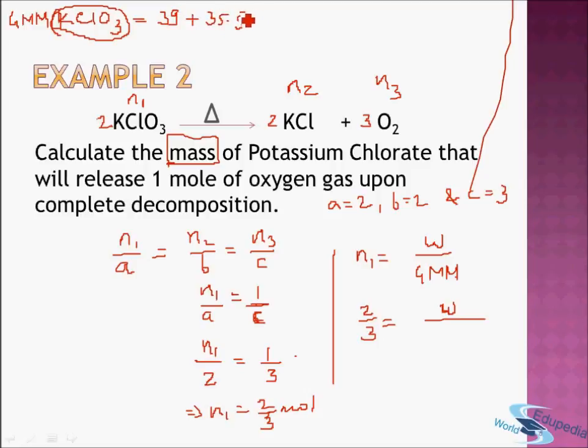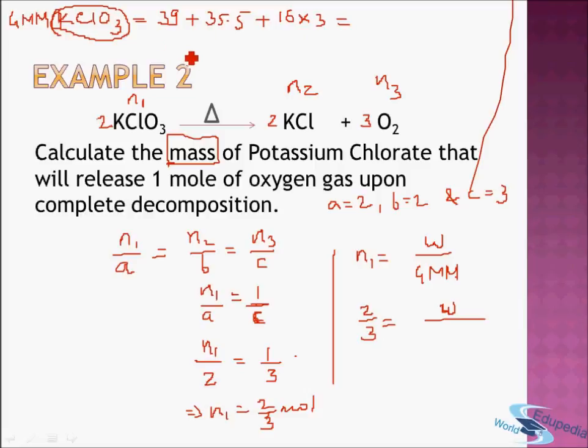Alright, and the atomic mass of oxygen is 16. I have 3 oxygen atoms, so 16 into 3. So this will be the gram molecular mass: 39 gram plus 35.5 gram plus 16 into 3, 48 grams. Okay, these are atomic masses.